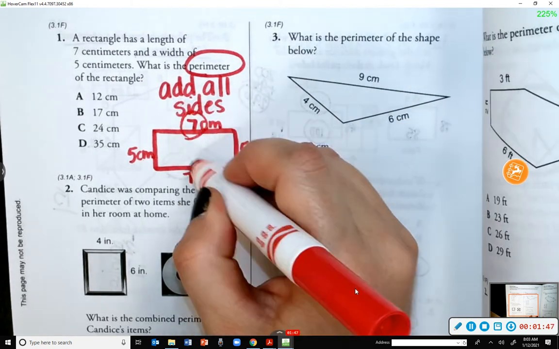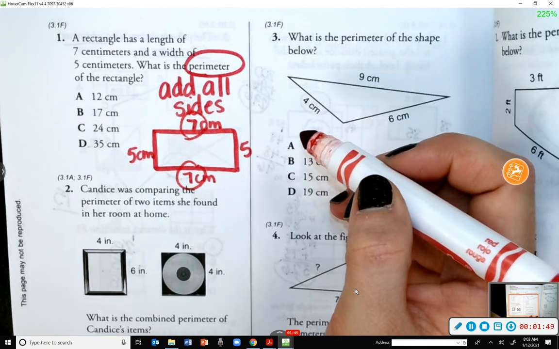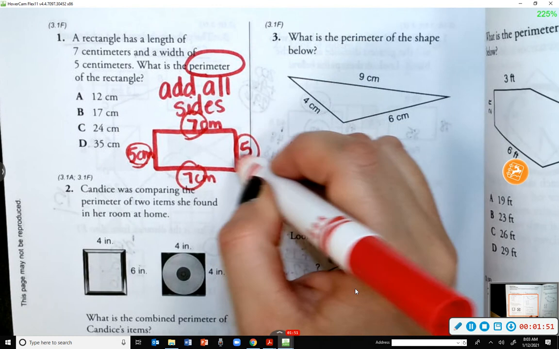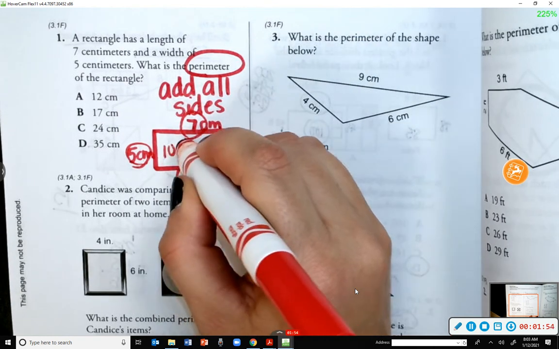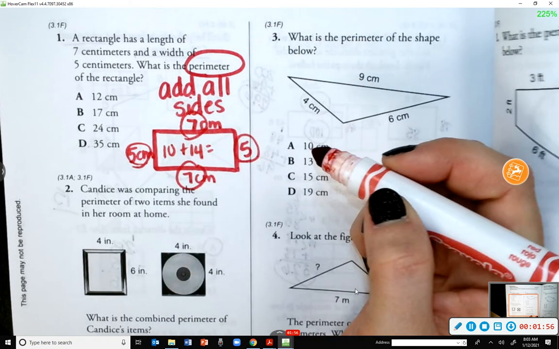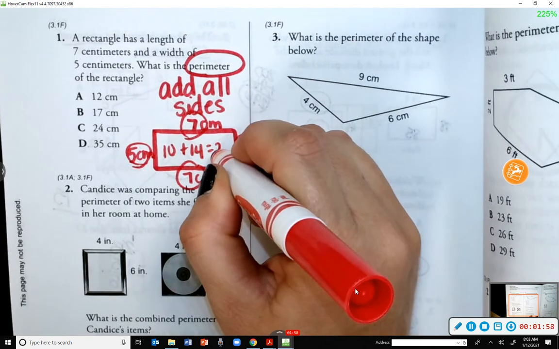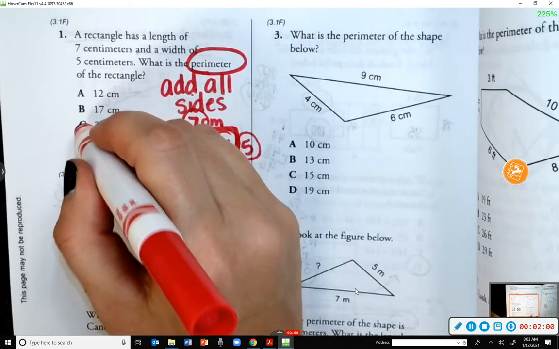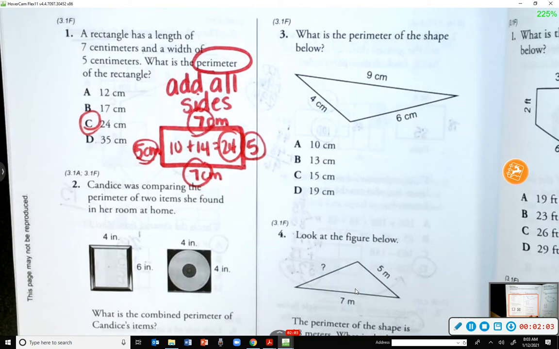What's 7 plus 7? 14. 5 plus 5? 10. Okay, so what's 10 plus 14? 24. Okay, so C was correct. Very good, Aaliyah.